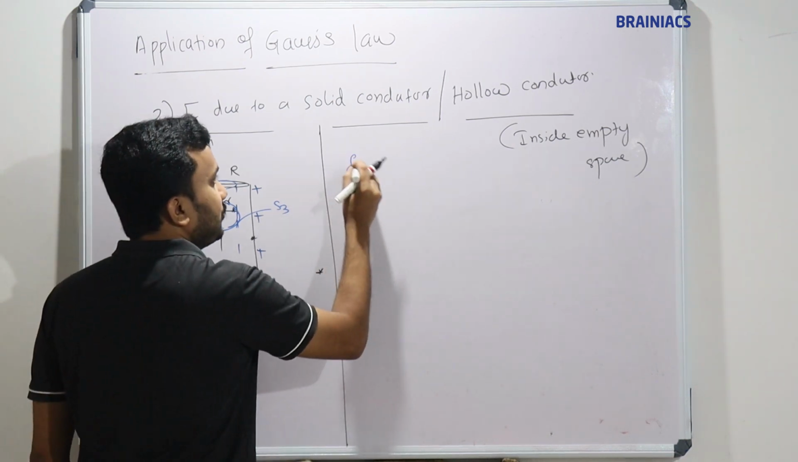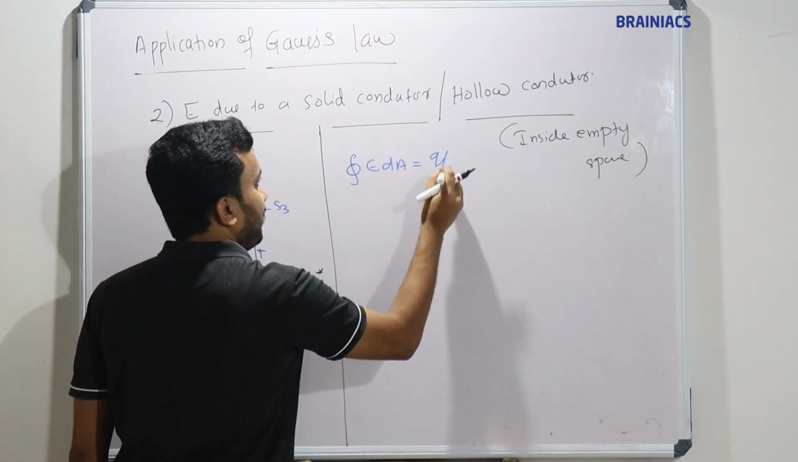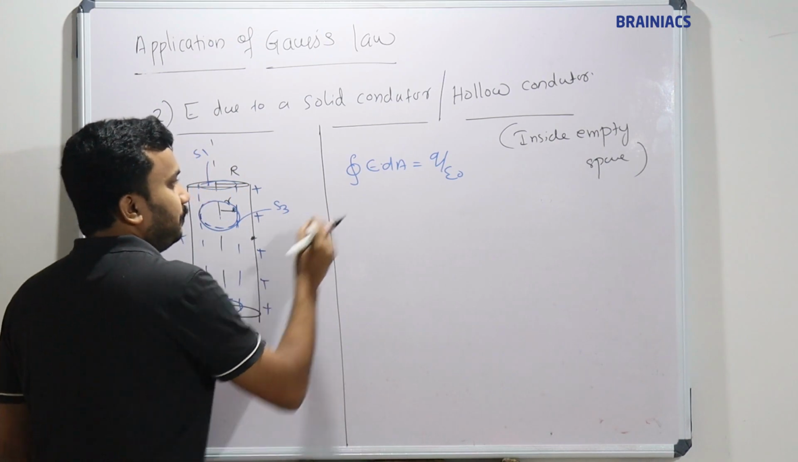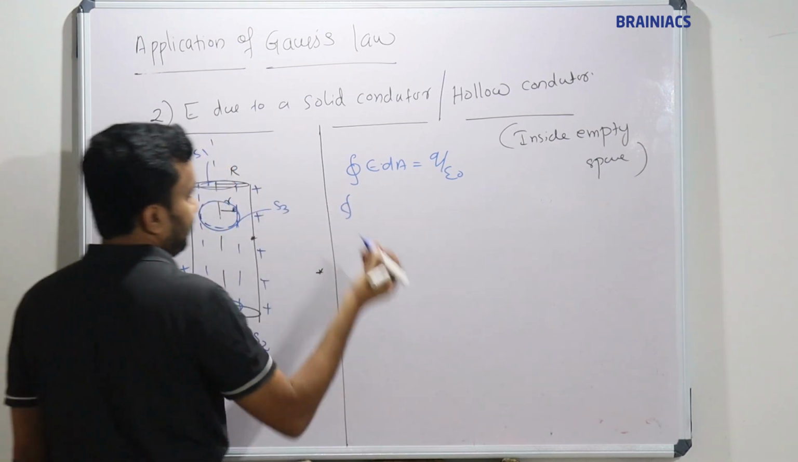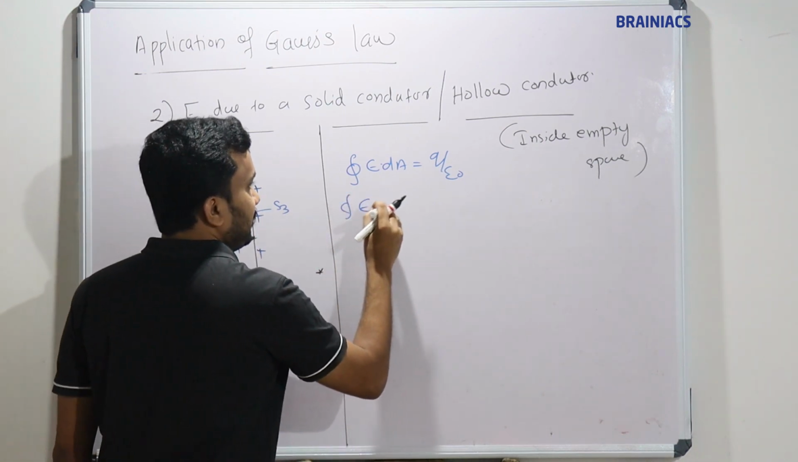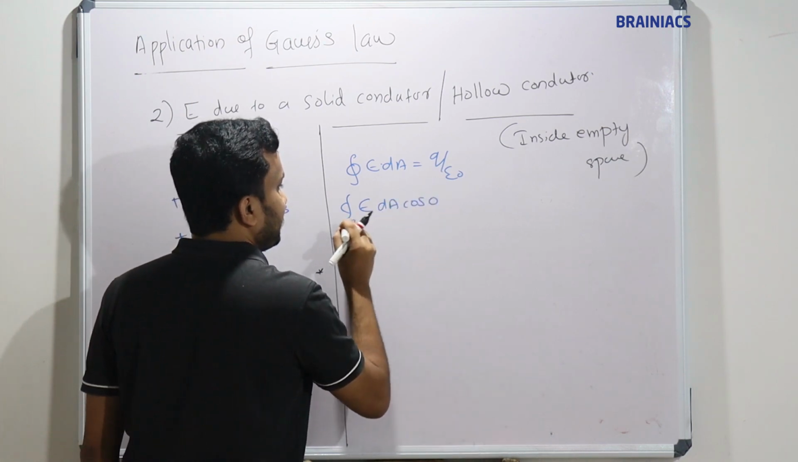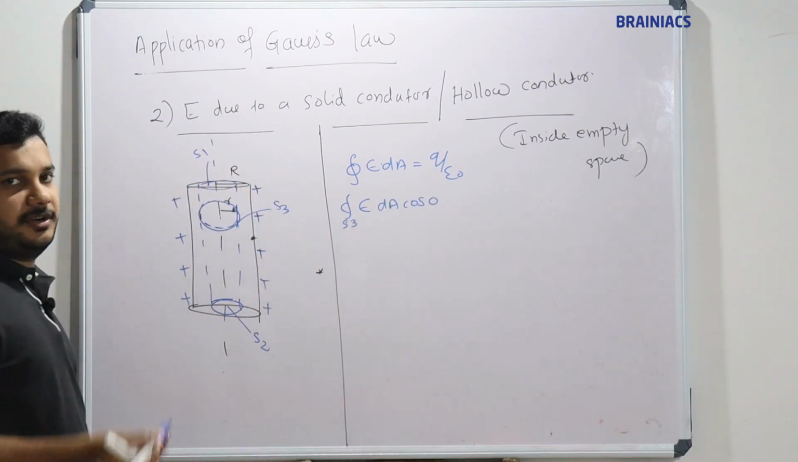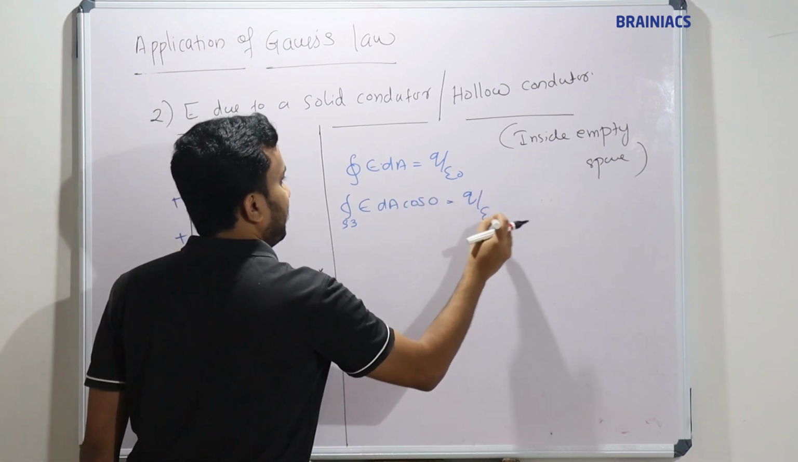So we write closed integral E dot dA equal to Q by epsilon 0. Expanding, we know S1 is 0 and S2 is 0 from the previous derivation. I am not repeating it again, so only the third surface remains. So the integral of E dA cos 0 for the S3 surface alone, because S1 and S2 are already gone, is equal to Q divided by epsilon 0.